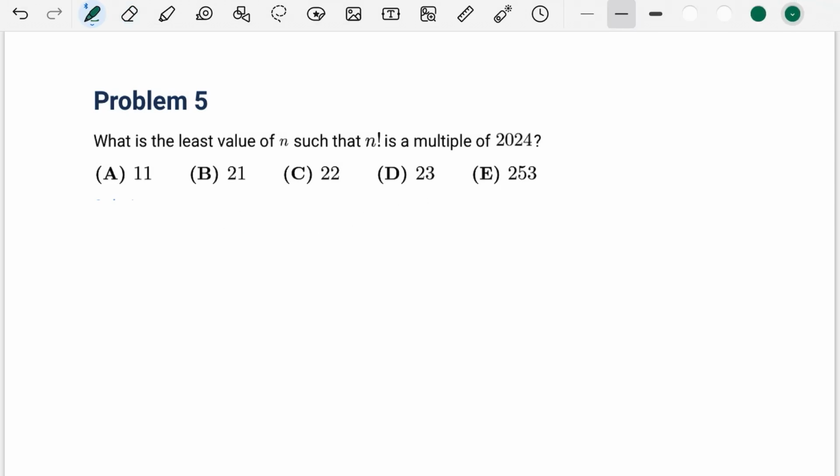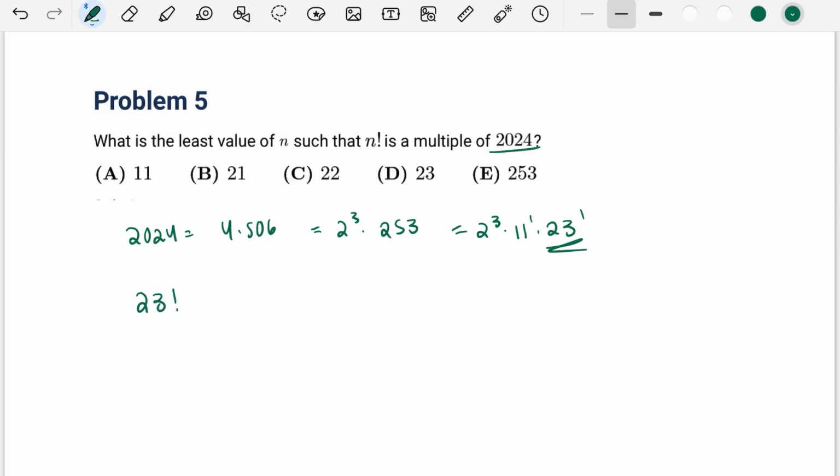Since we're thinking about 2024, to learn more about it, we can find the prime factorization. 2024 is 4 times 506, which is 8 times 253, which is 11 times 23. We see this 23, and if we think about 23 factorial, we know that it has 23 as one of its factors. It has 11 as one of its factors, and it definitely has 8 as one of its factors.